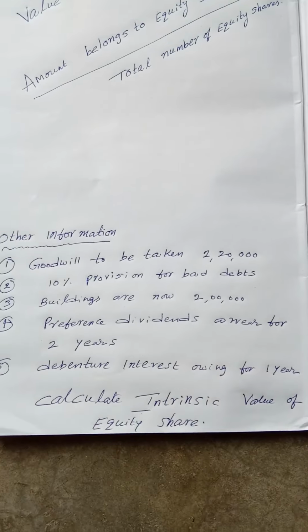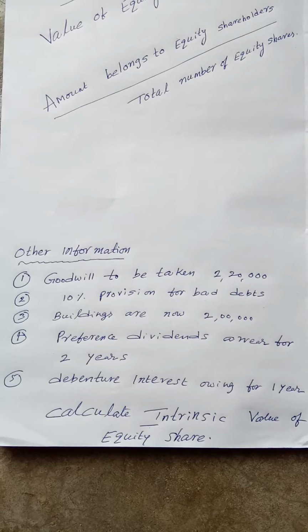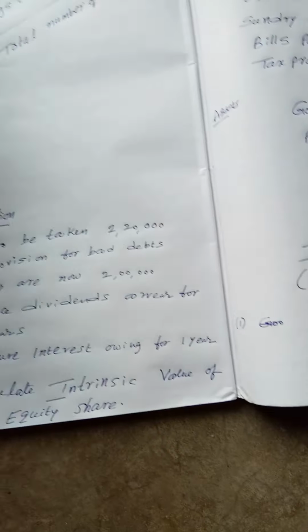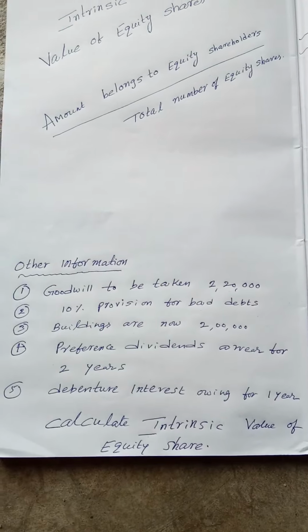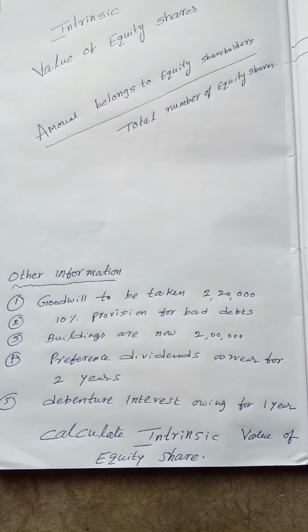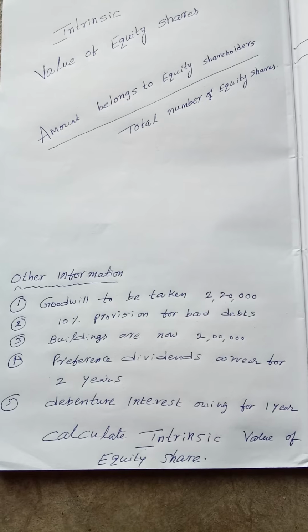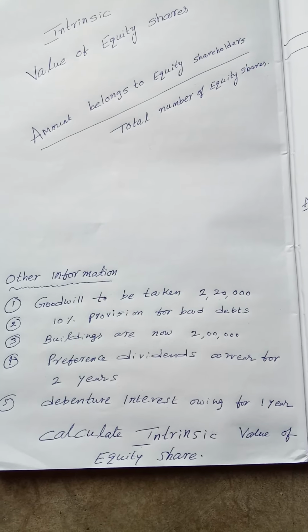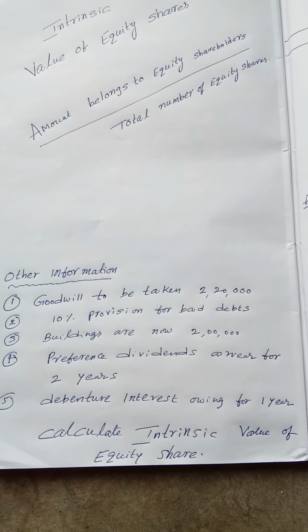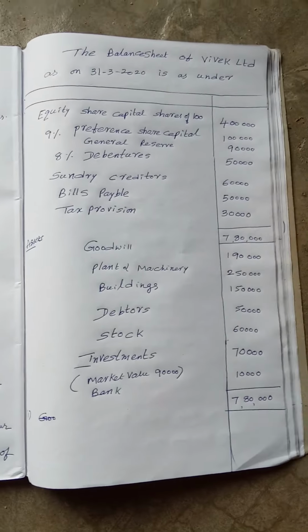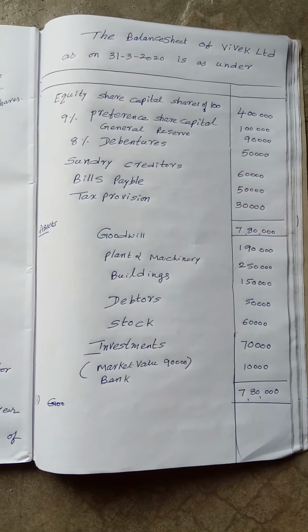See, these are the adjustments which are given. Goodwill to be taken at 2,20,000. 10% provision for bad debts is required. Buildings are now at 2 lakhs. Preference dividend is in arrears for 2 years. Debenture interest is owing for 1 year. Calculate the intrinsic value of an equity share. This is the question which we have seen.